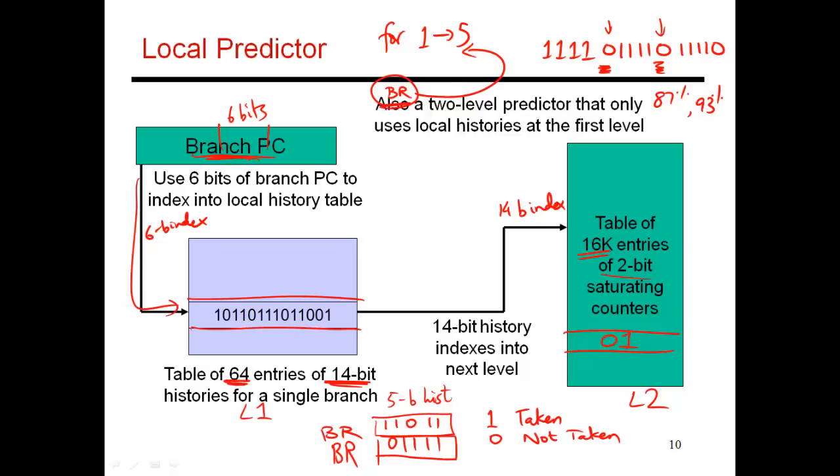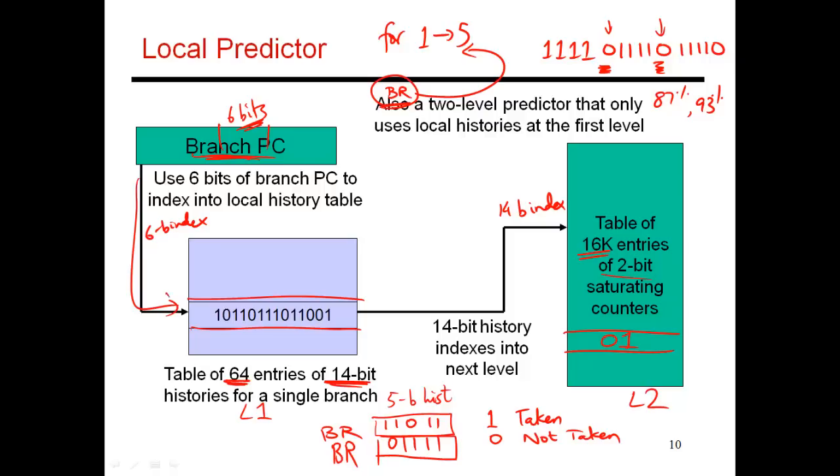Again, as before, you can have aliasing. You can have 2 different branches with the same 6 bits that map to the same entry. If they do that, then this history will keep track of what both branches have done recently. That leads to some form of adulteration, some form of interference, and the predictions won't be very good. My hope is that I have enough entries in my L1 to minimize these interferences. So let's assume for now that there is no interference.